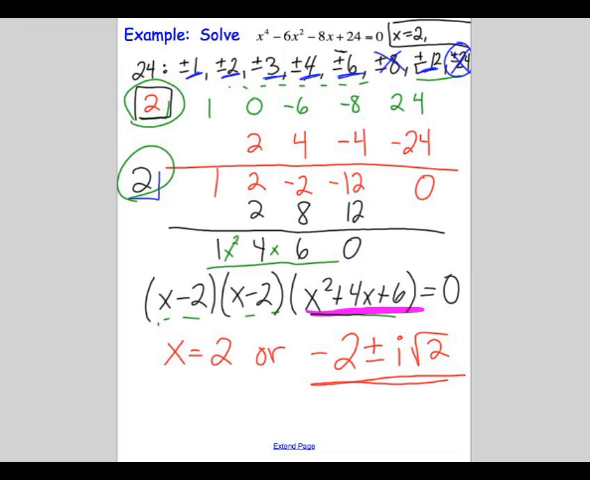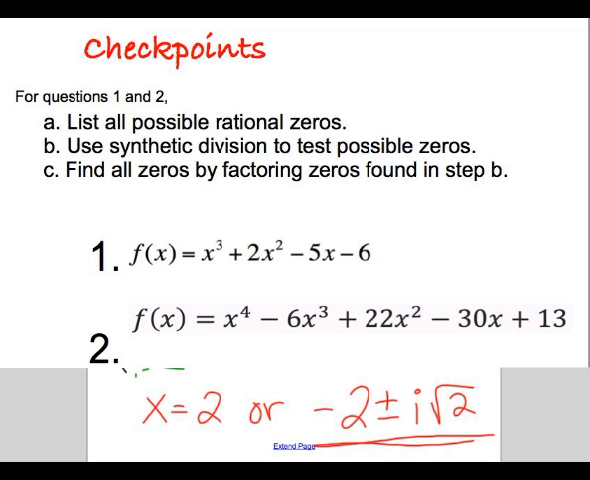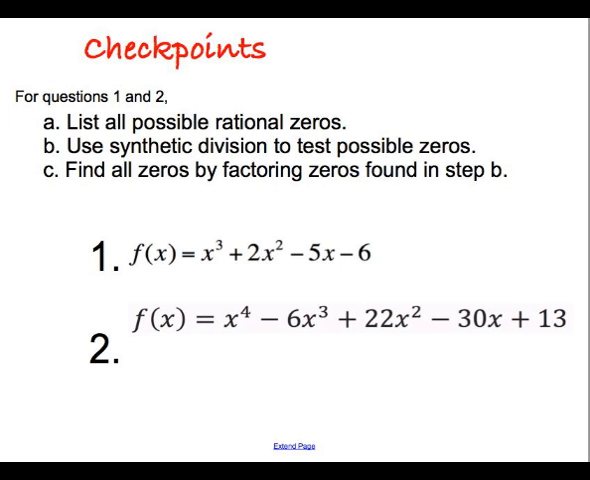So your goal for tomorrow for your checkpoints, you're going to do 3 parts for these 2 questions. You're going to list all the possible zeros. So that's that nice long list. If I show you back to the example, it's a nice long list of all the zeros like you see up at the top here for 24. Okay, don't be afraid to try and write the ratio of P to Q. And then your goal is to use synthetic division to find and test possible zeros. Okay, so that's your #1 goal.